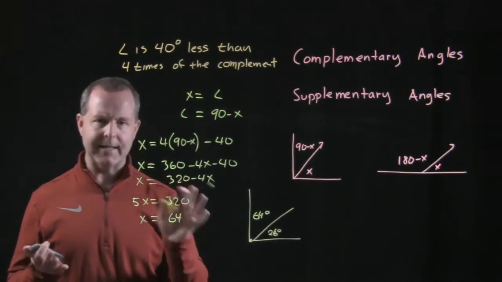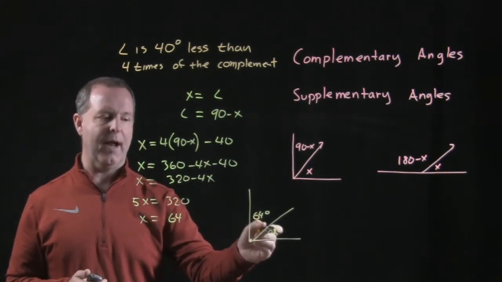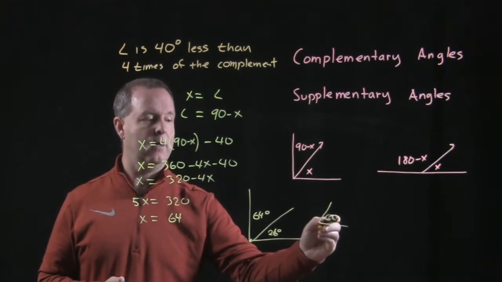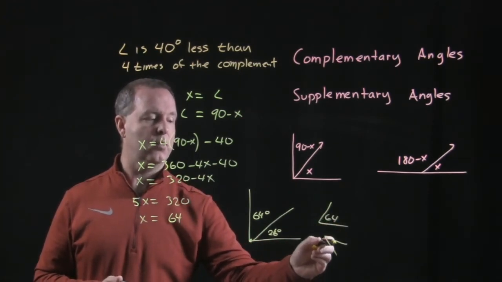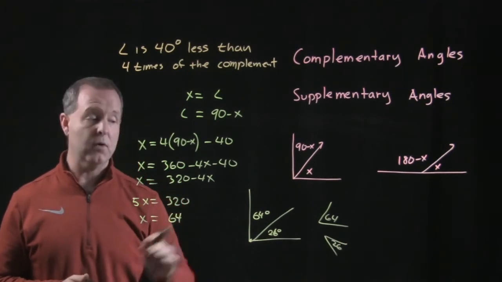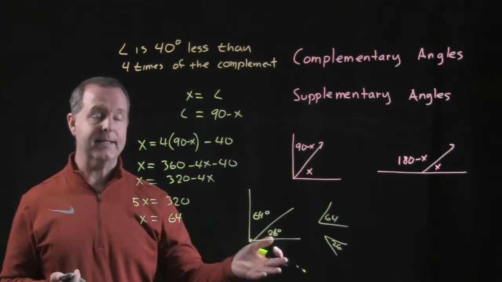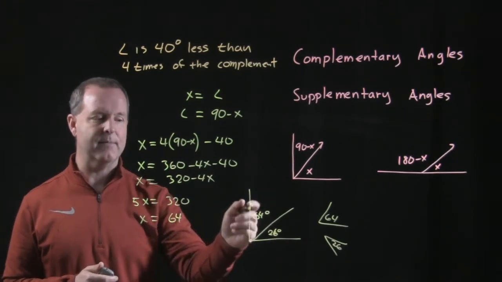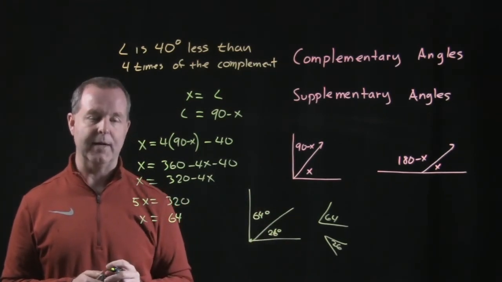Now, of course, as a side note, complementary angles don't have to be connected to each other. I could have one angle over here, which is 64, and another angle over there, which is 26. I can still call those two angles complementary because the sum of their angles equals 90. So I don't have to connect them this way that I've showed you in my illustration.